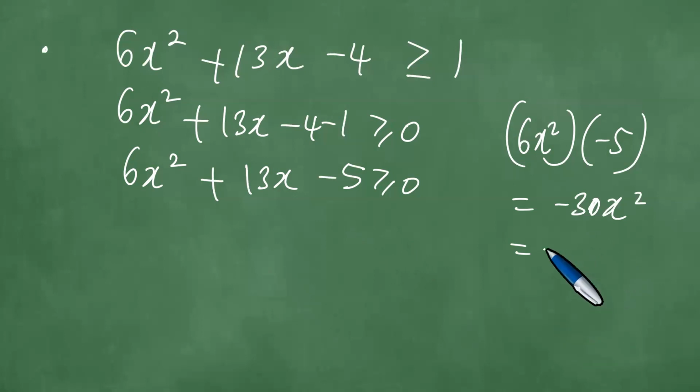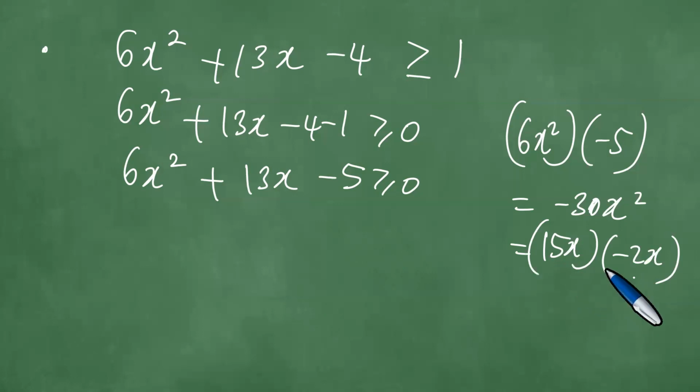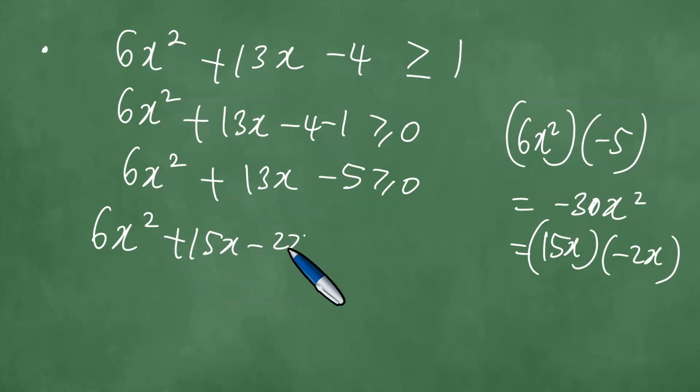So it's easy. What are the factors here of minus 30x squared that will give 13x squared? You have 15 and 2. I'm happy that you're excited. Right, so you have a 15x and minus 2x, because 15 times minus 2 is minus 30, but 15x minus 2x is 13x. So this gives us 6x squared plus 15x minus 2x minus 5 is greater or equal to 0. You factor out here 3x.